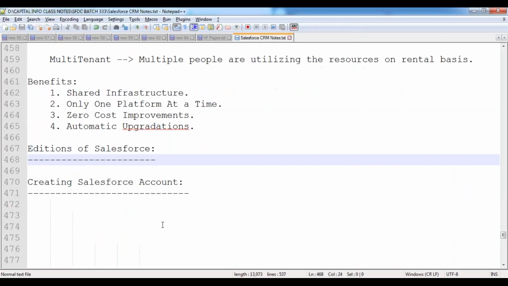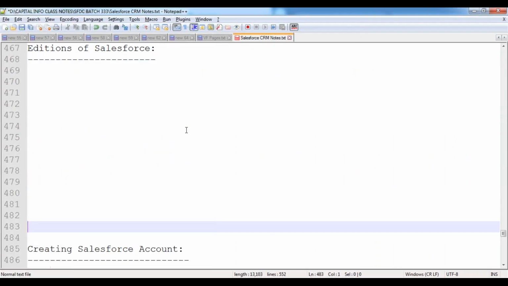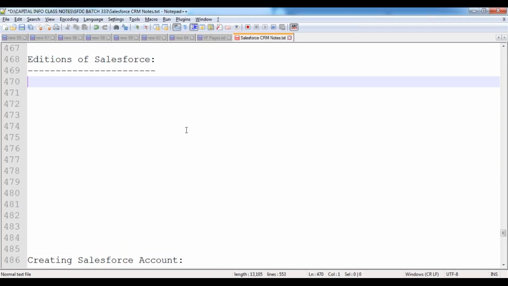Now let's see one more concept here, editions. The editions of Salesforce. Salesforce provides its licensed accounts in various editions. We'll see what those editions are and what features are available in each and every edition, one by one.